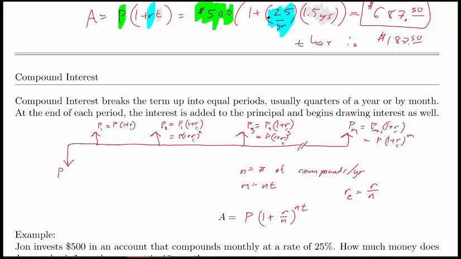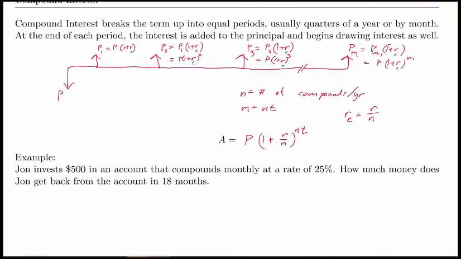Okay, so now we've got John. He invests $500 in an account that compounds monthly at a rate of 25%. How much money does John get back from the account in 18 months? So we apply our equation. All right, and so let's go ahead and highlight the numbers. So P, that's the principal. So right there.